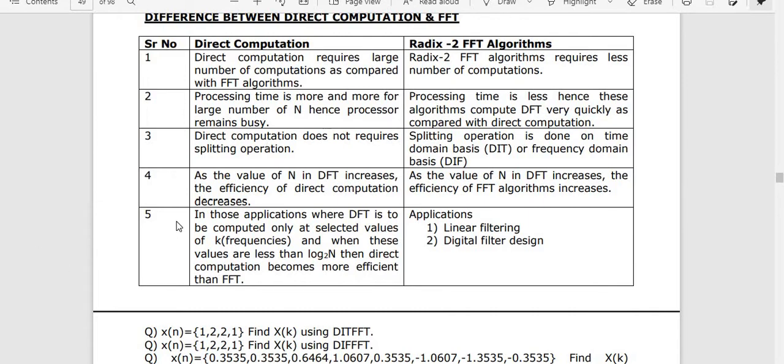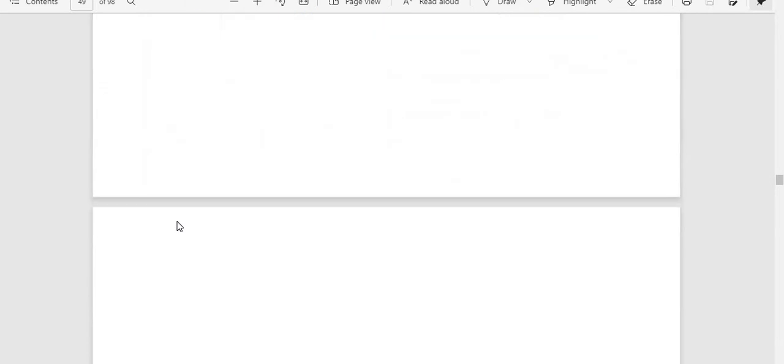Now the fifth point: in those applications where the DFT is to be computed only at selected values of k, the frequency values, and when the number of these values is less than log 2 of N, then direct computation becomes more efficient. When we are doing such an application, computing the values of k is not easy, because log 2 of N requires more computation to solve. In that kind of situation, direct computation is preferable when compared to the Radix 2 FFT algorithm. Whereas the Radix 2 FFT algorithm is applicable and used in linear filtering and digital filter design. We are using those kinds of concepts to find their answer.